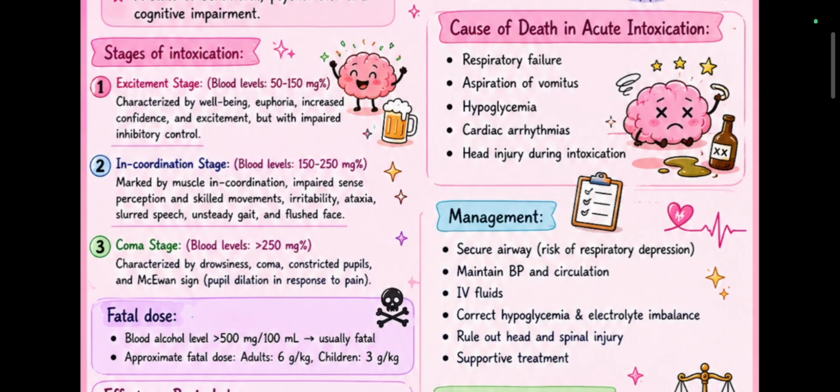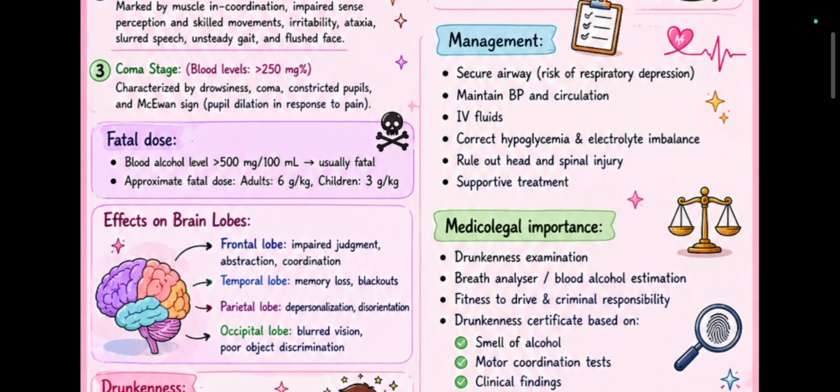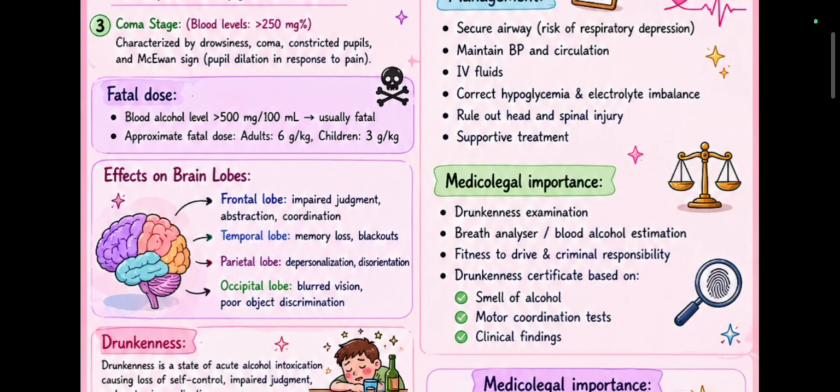So that is why it leads to cardiac arrhythmias, and head injury during intoxication. What is the management? Secure airway, because of the risk of respiratory depression. Maintain BP and circulation. IV fluids, correct hypoglycemia and electrolyte imbalance, rule out head and spinal injury, and give supportive treatment. What is the medical legal importance now? Medical legal importance is drunkenness examination, breath analyzer, blood alcohol estimation, fitness to drive and criminal responsibility. Drunkenness certificate is based on smell of alcohol, motor coordination tests, and clinical findings. You'll understand this much better when we cover the drunkenness part.